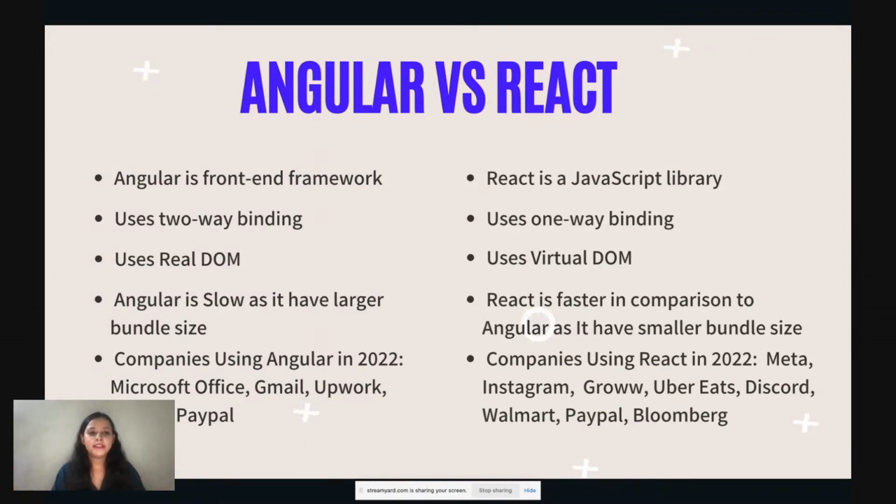The next thing is I'm going to drop some alien words on you, but I hope later in your career you will understand these words too. Basically Angular uses two-way binding. What it means is you can communicate from child to parent component and parent to child component.